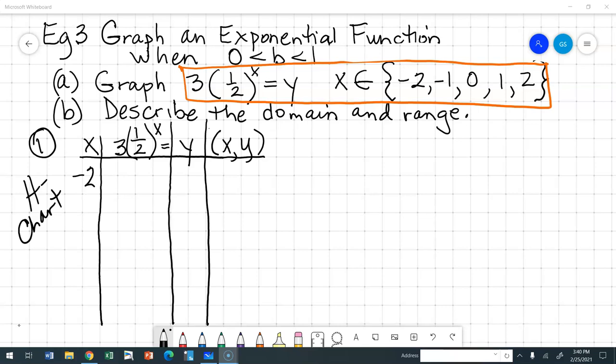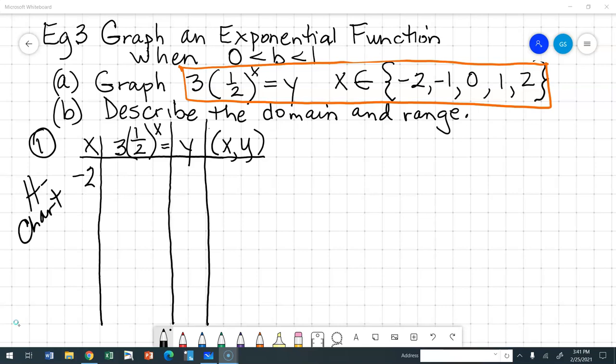Speaking about graphing, let's now go ahead and graph an exponential function, but we're going to graph this when b is greater than 0 and less than 1. So b is going to be a fraction. We're going to graph 3 times the quantity of 1/2 raised to the x power equals y. And now x is a member of the set negative 2, negative 1, 0, 1, and 2, which is just a fancy way of saying x is equal to negative 2, negative 1, 0, 1, and 2.